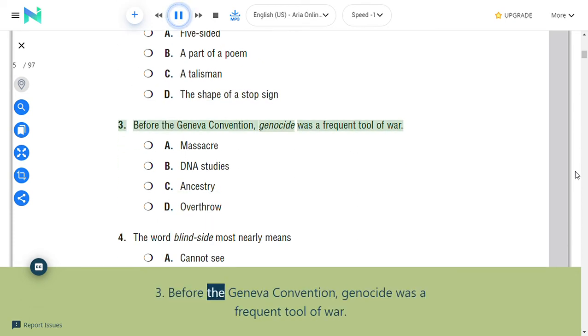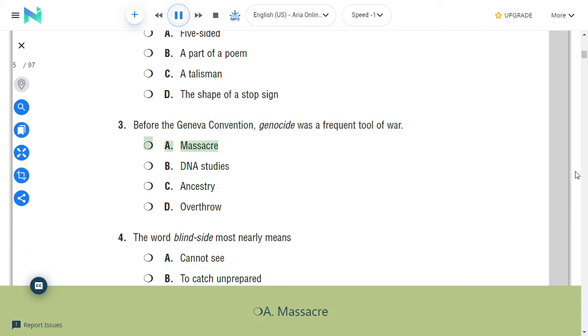3. Before the Geneva Convention, genocide was a frequent tool of war. A. Massacre. B. DNA studies. C. Ancestry. D. Overthrow.